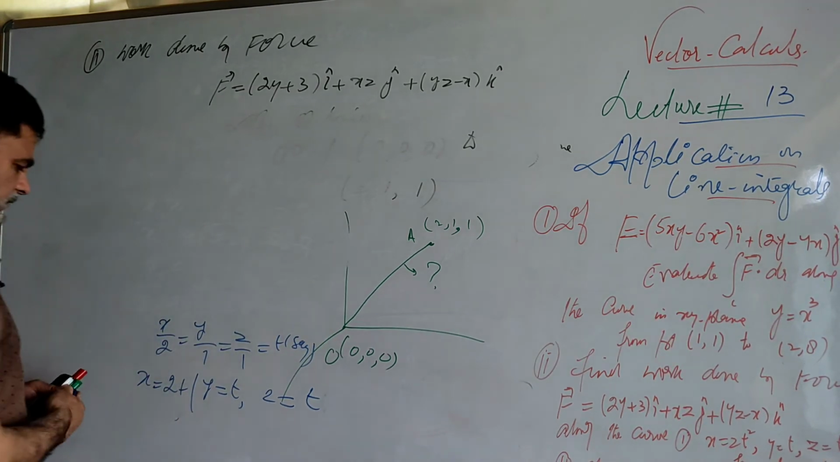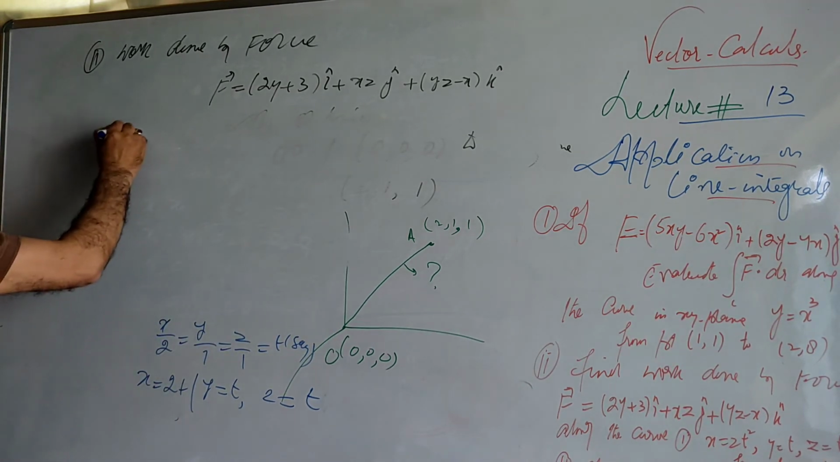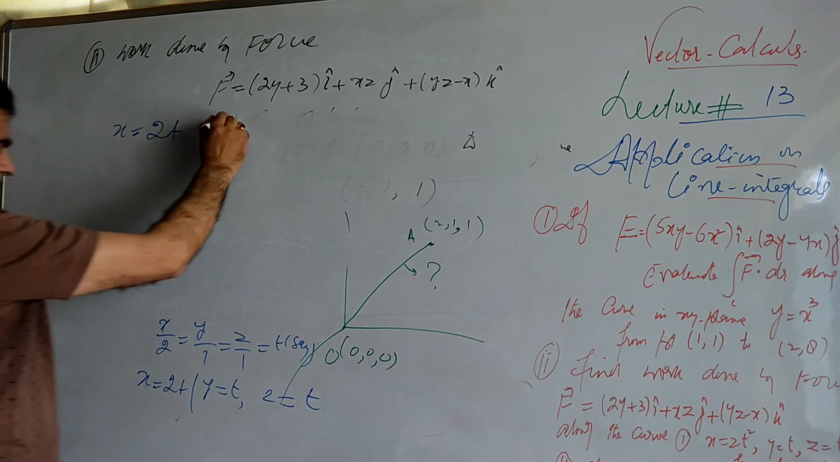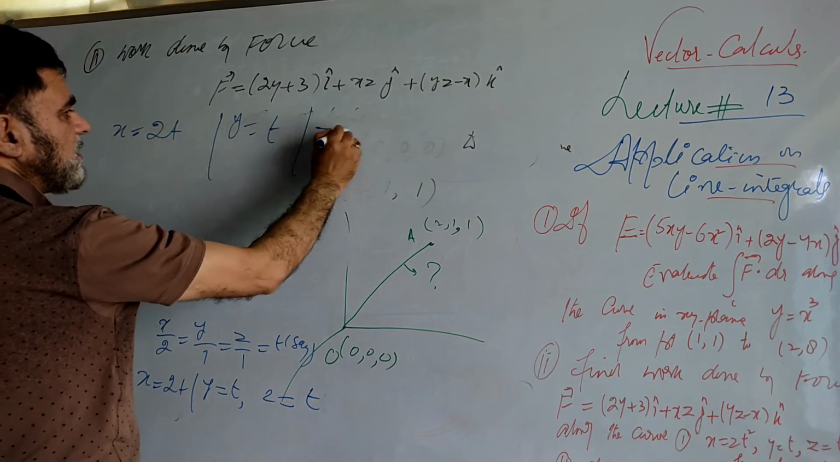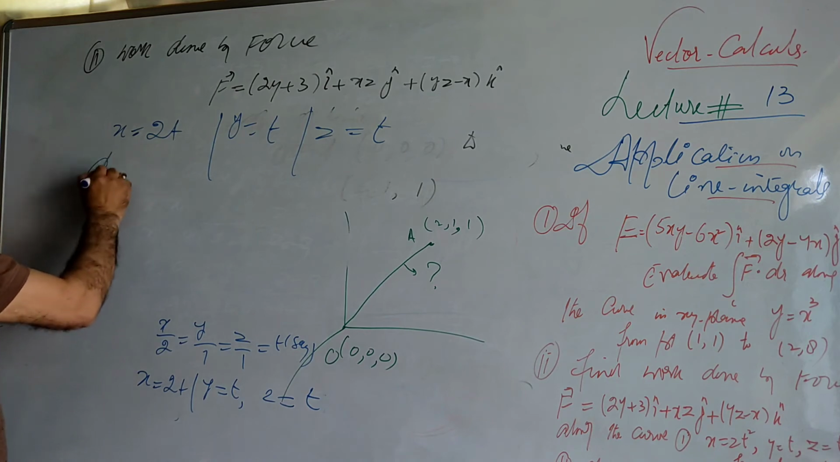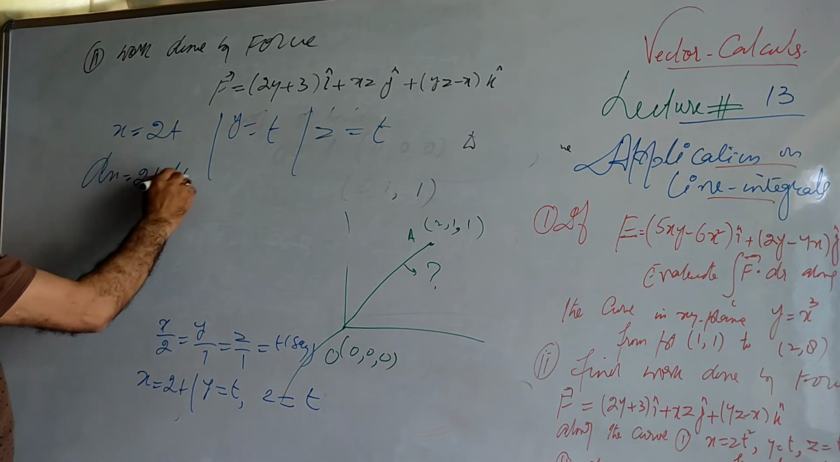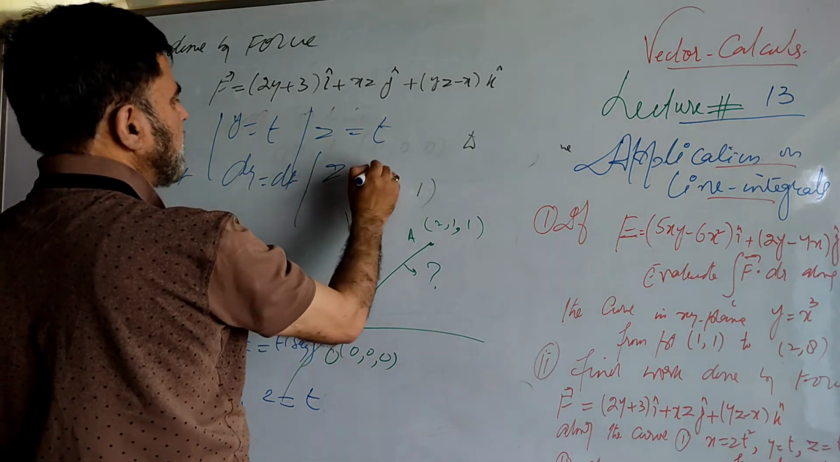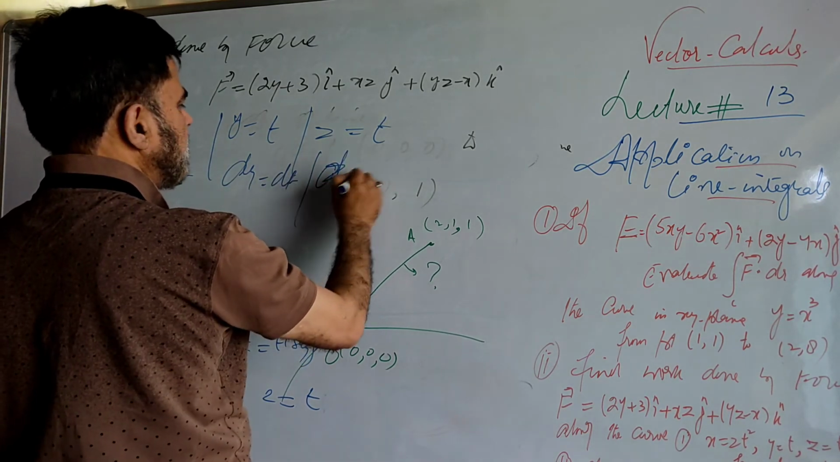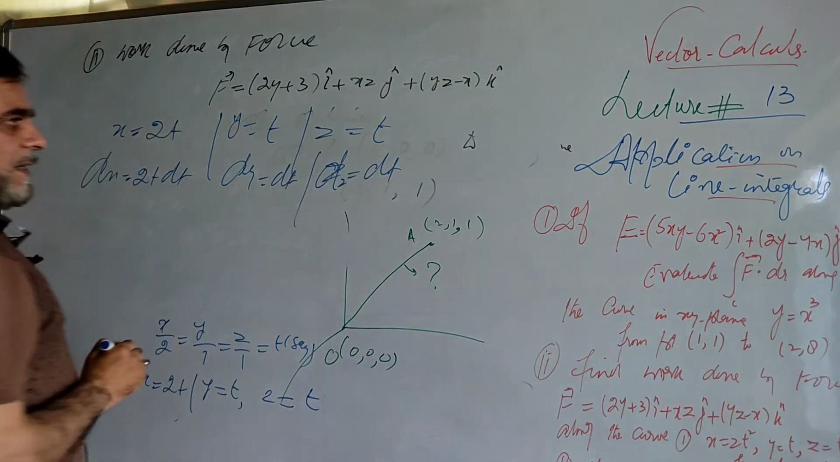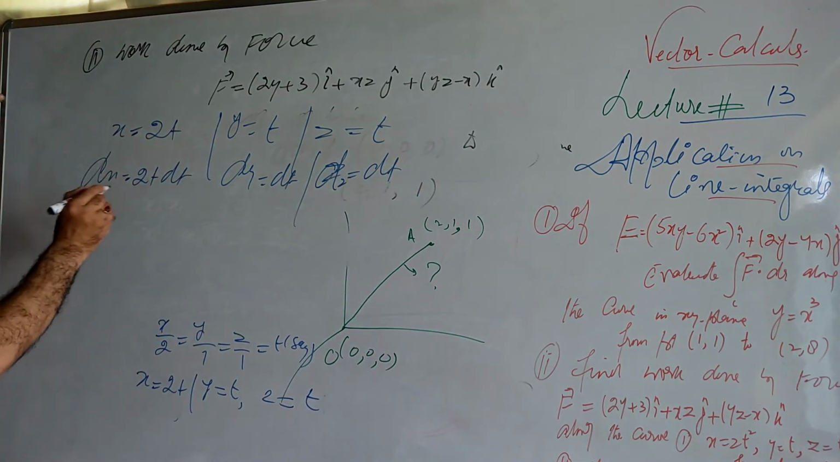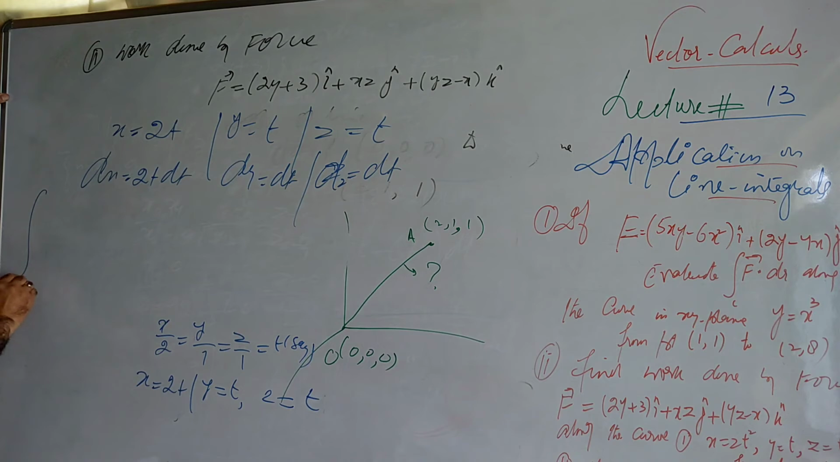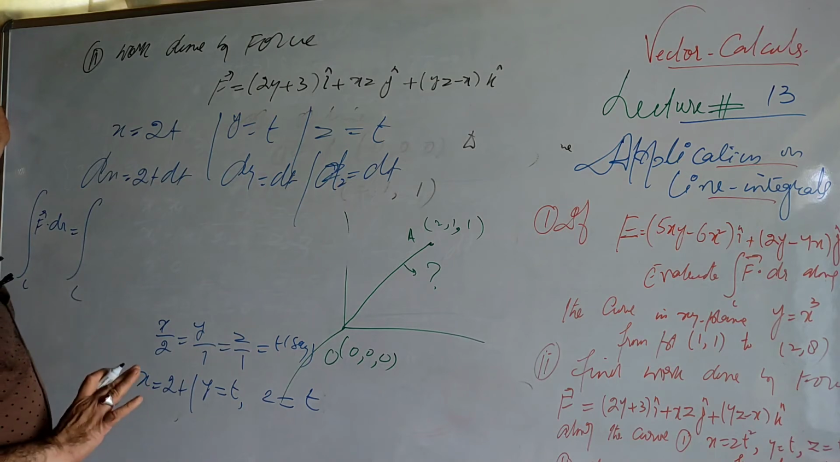Well, when you have x is equal to 2t, y is t, z is t, here you will get dx is 2t dt, dy is dt, dz is dt. Therefore, what you have to do in this integral, when you find out the work done, F dot dr, is first to find out the range for the curve.